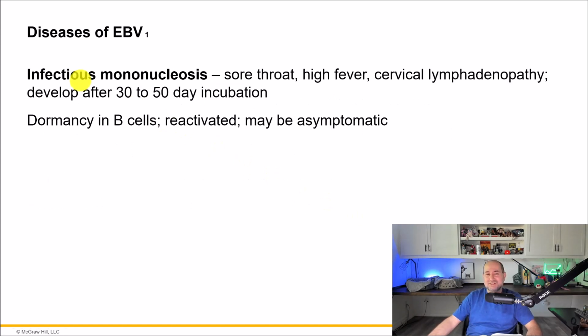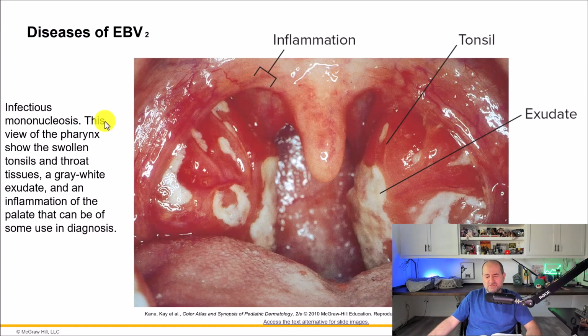The disease that's caused by EBV is called infectious mononucleosis, which results in strep throat, high fever, and cervical lymphadenopathy, and this develops after 30 to 50 days of incubation. This virus can go dormant or latent in the B cells and then reactivate, though this may be asymptomatic. Here you can see the signs of that sore throat that's produced with massive amounts of inflammation, as well as exudate. Remember that fluid that leaks out from blood vessels. This is a gray-white exudate and an inflammation of the palate.